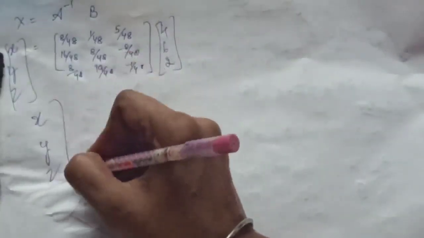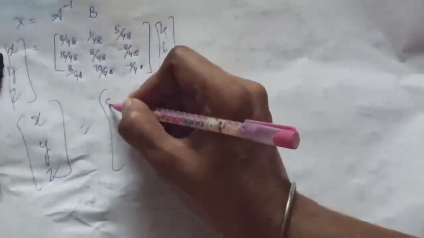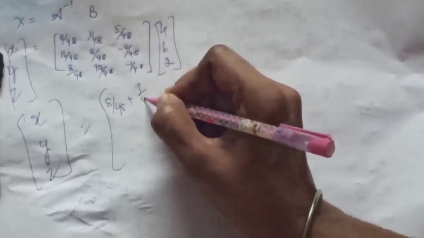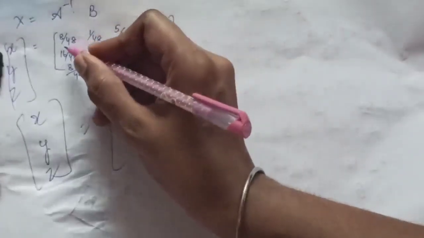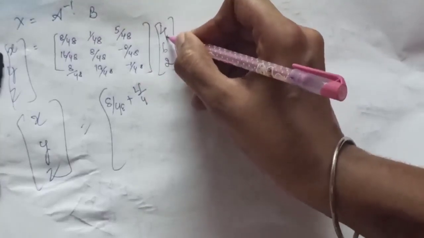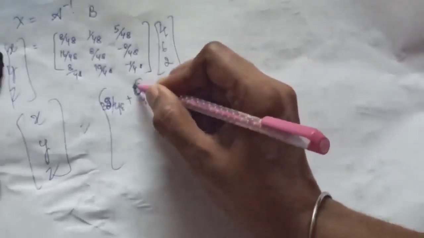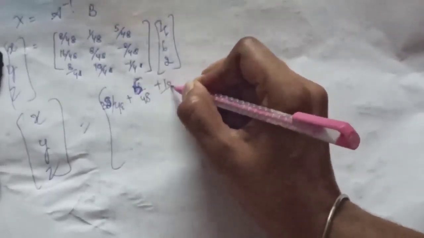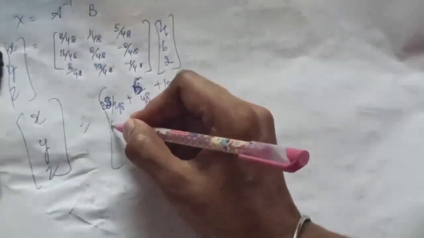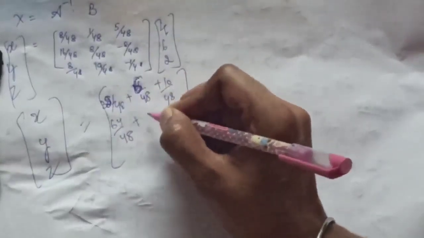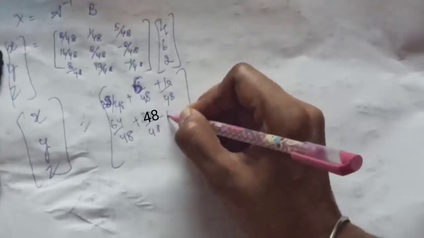Now we have to multiply. How we used to multiply? First with first, plus second with second, plus third with third. So the X, Y, Z answers will be 8 upon 48 into 4 plus 1 upon 48 into 6 plus 5 upon 48 into 2. So 8 4s are 32 by 48 plus 6 by 48 plus 10 by 48. So first we have solved, then second also. 16 into 4 means 64 by 48 plus 32 by 48 minus 16 by 48.